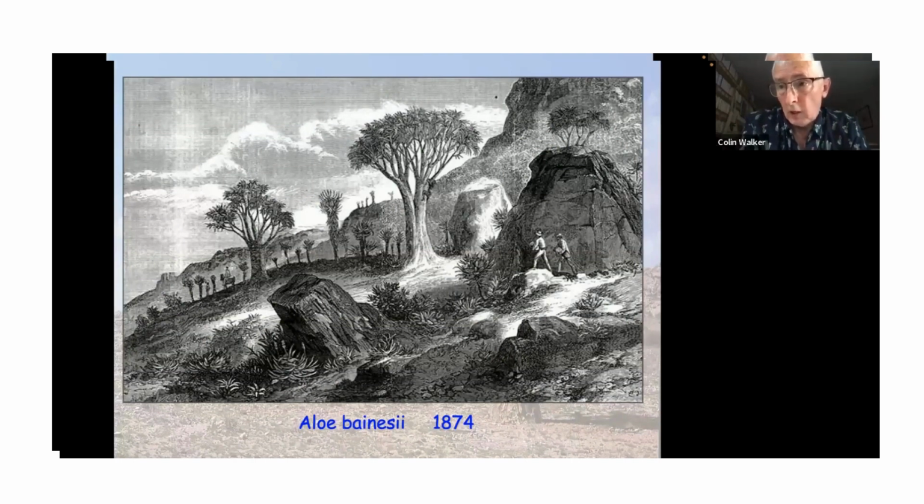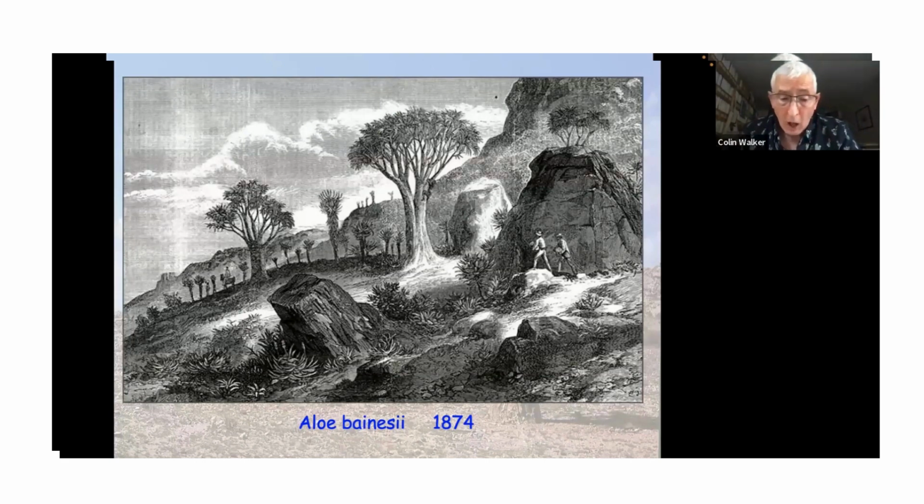William Thistleton-Dyer was then director at Kew, and he published an article in Gardener's Chronicle, which is a very famous magazine, in 1874 on the tree aloes of South Africa. So he dealt with Masson's Aloe dichotoma, and he also published two new species of tree aloe. This is the first of the new ones, Aloe bainesii, naming it after Thomas Baines, who had discovered it and sent his drawing, his painting, back to Kew. And this is the lithograph that was produced from his coloured painting.